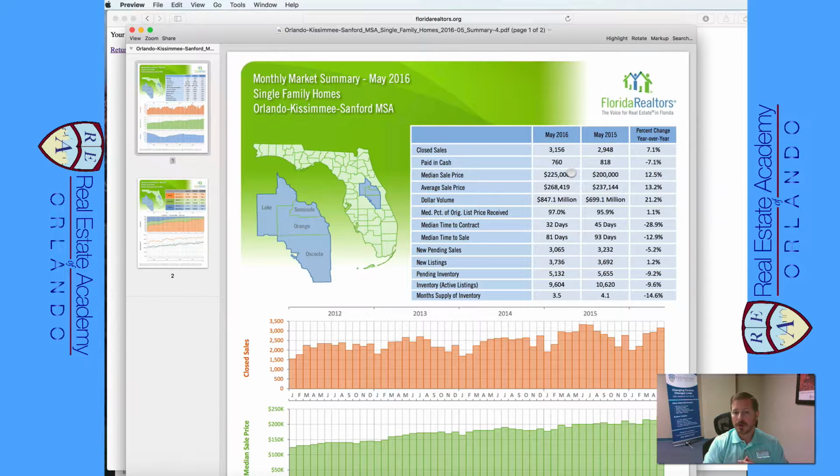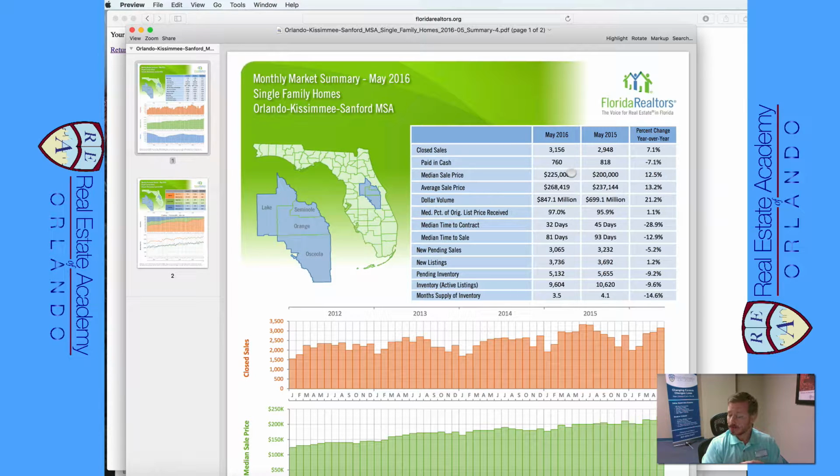So where we are as of May is $225,000. If you look at that from last year, it was $200,000. So the sale prices have gone up by about $25,000. It's pretty good if you're a homeowner, pretty good if you're a seller. Not the best if you're in the buyer's market right now.